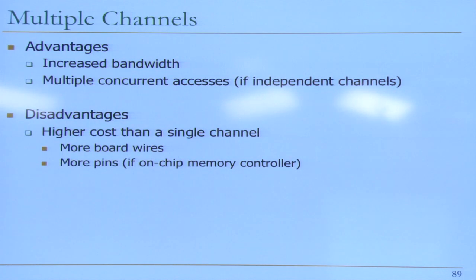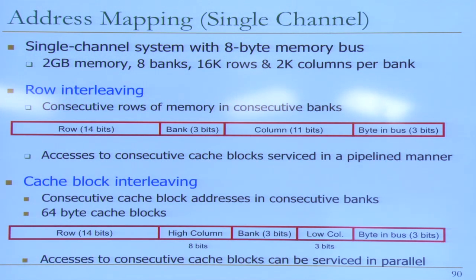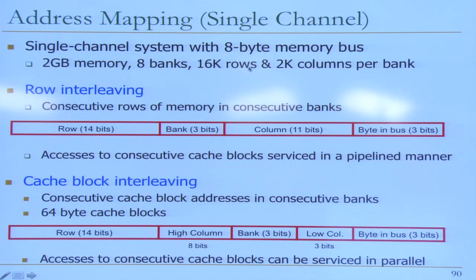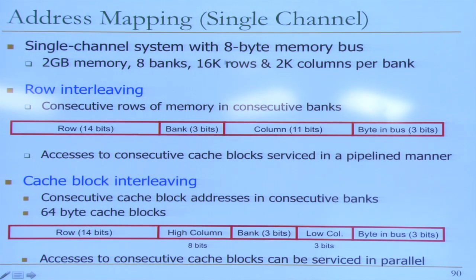Any questions? OK. Address mapping, we've already seen this also, but I just want to make sure that we nail down the terminology. This is an example. You can study it on your own, but assume that you have 2 GB memory, 8 banks, 16K rows, and 2K columns per bank. And we have an 8-byte memory bus.